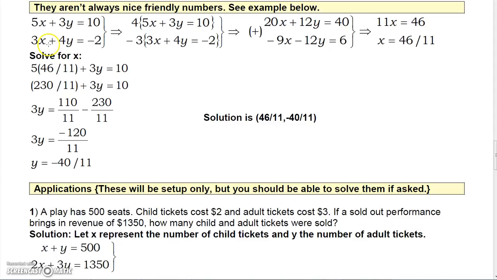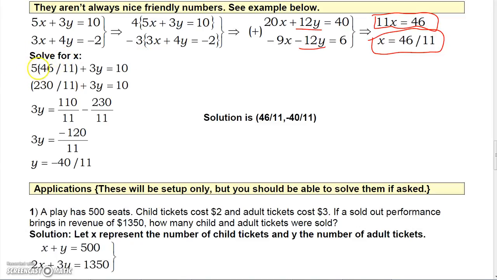The numbers aren't always nice. Take a look at this one. If you solve this system, let me just tell you, I multiplied everything in the first equation by 4, and then I multiplied everything in the second equation by negative 3. And I did that so that I would get a 12y and a minus 12y. But when I added them together, I got 11x here and 46 here. So I got 11x equals 46. But when I divide by 11, I get 46 over 11, which is not a nice round number.